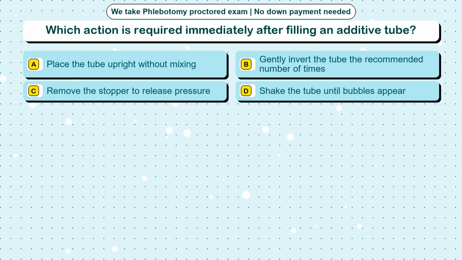Question 80. Which action is required immediately after filling an additive tube? Option A. Place the tube upright without mixing. Option B. Gently invert the tube the recommended number of times. Option C. Remove the stopper to release pressure. Option D. Shake the tube until bubbles appear.